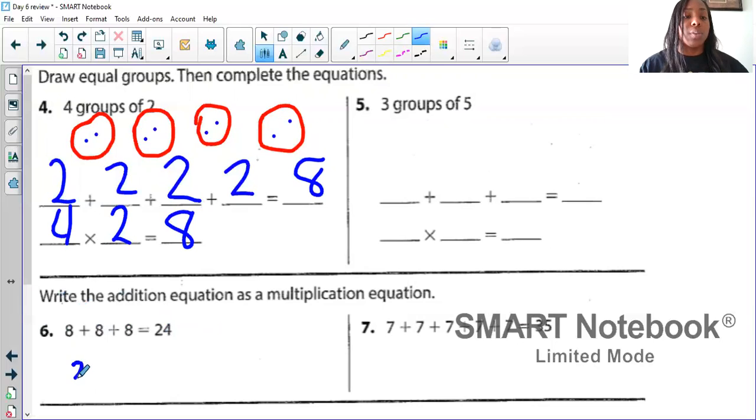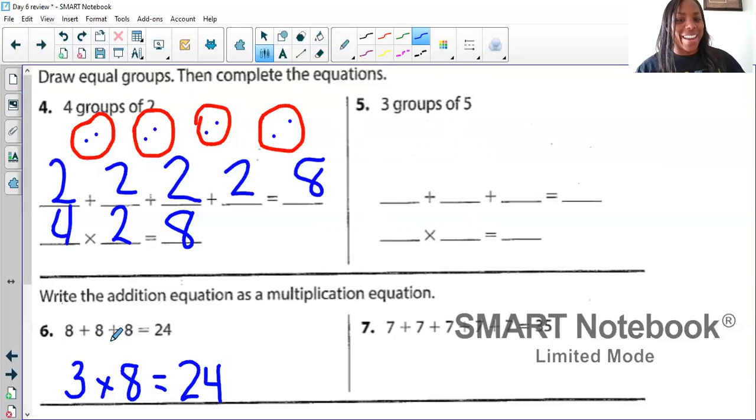So we're going to write 3 times 8 equals 24. So literally what we just did, because it's 3 groups of 8. So this 3 represents our 3 groups. And then our 8 represents how many are in each group. And then of course we have the answer or our product, very good, to show what we know.